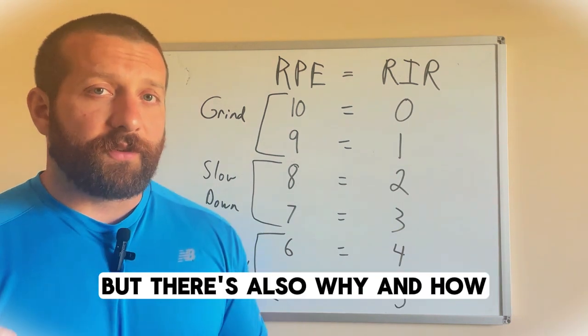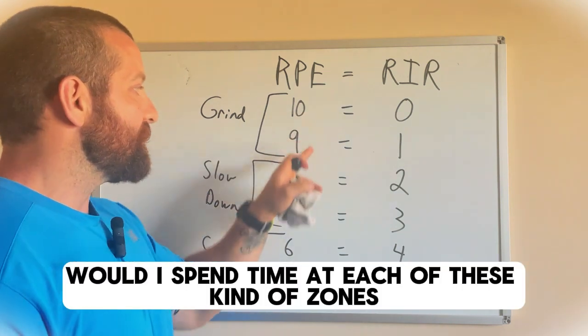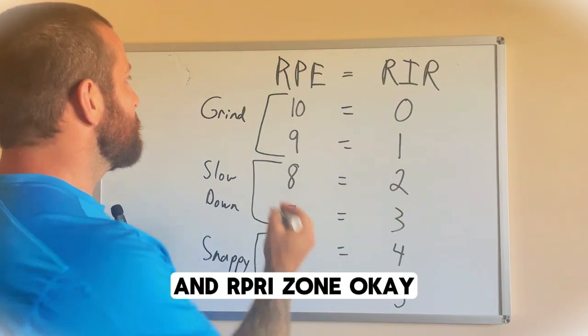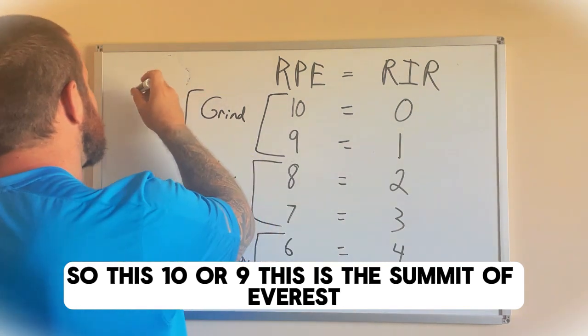Okay, but there's also why and how would I spend time at each of these kind of, we'll call them zones, an RPE, RIR zone. Okay, so this 10 or 9, this is the summit of Everest.